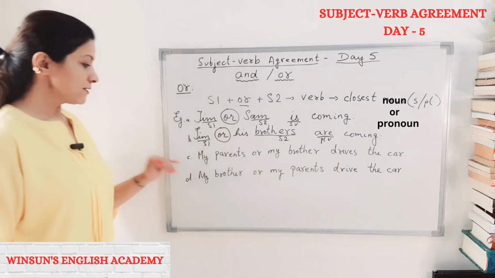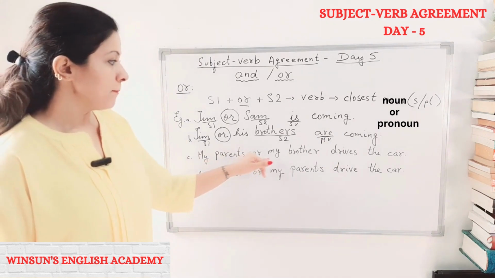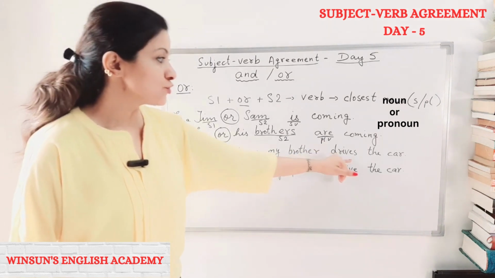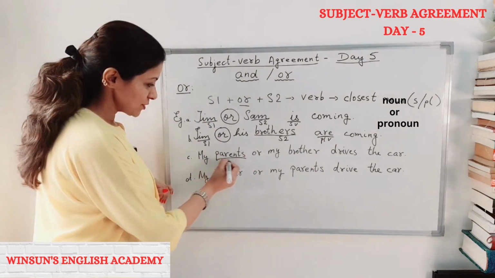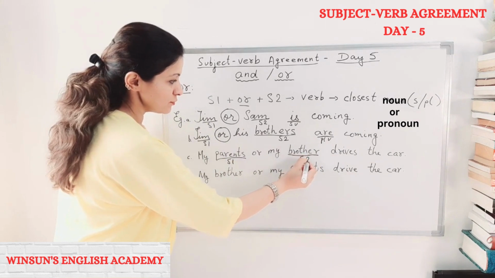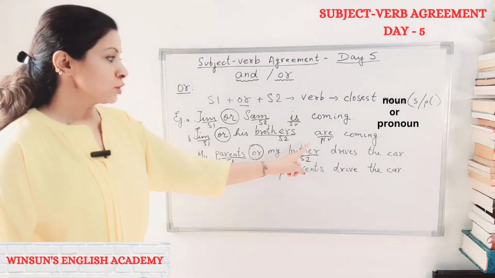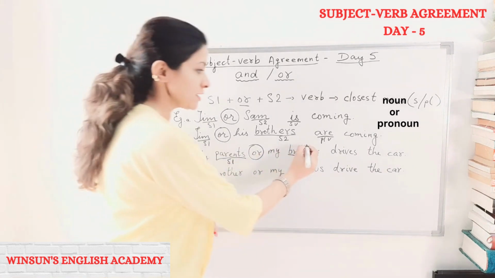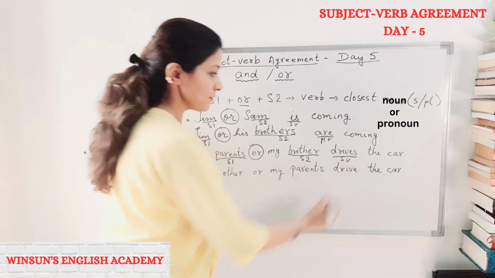Okay, let's look at the third example. My parents or my brother drives the car. My parents, subject 1, or my brother, subject 2, joined by or. Closest noun is singular, right? That is why we take the singular verb.